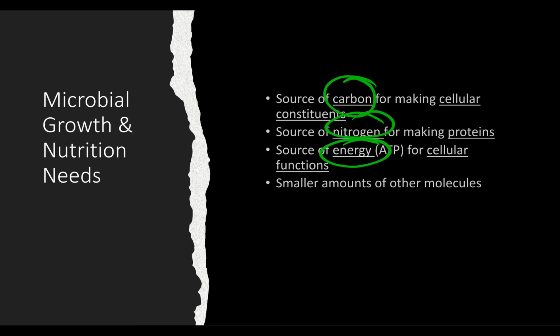Okay, so what do they need the carbon for? It is for the cellular constituents. What do they need the nitrogen for? It is to make the proteins. And what do they need the energy in the form of ATP for? It is for cellular functions.